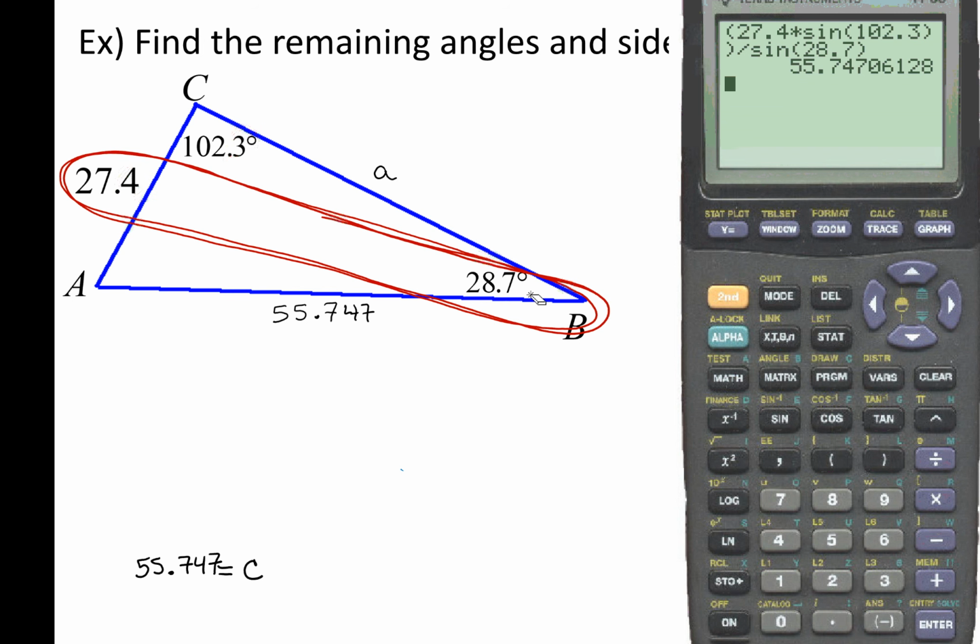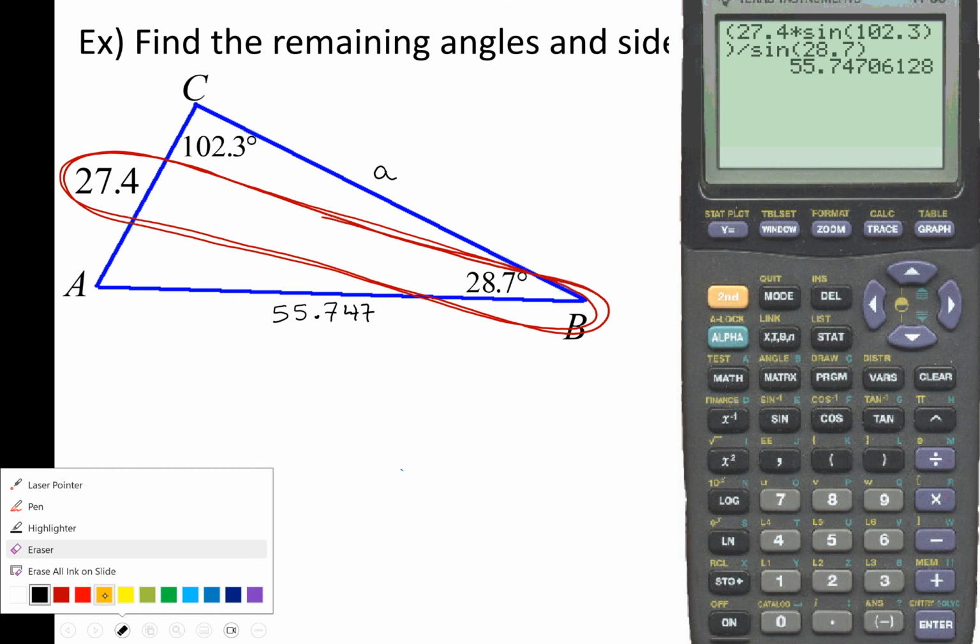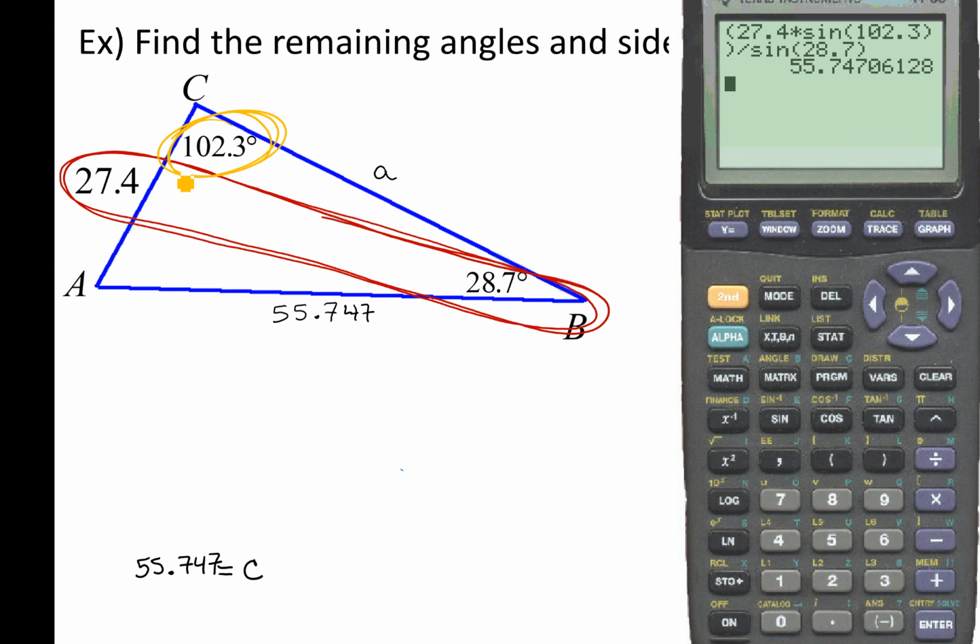All right, so now what am I looking for? Well, I have side C already. So I either need angle A or I need side A. Okay, I'm going to start with angle A because angle A is pretty easy. Angle A just comes from the angles that are remaining from your angle 102.3 from angle C and angle 28.7 degrees from angle B. So I would just have to subtract from 180 and I would get angle A.